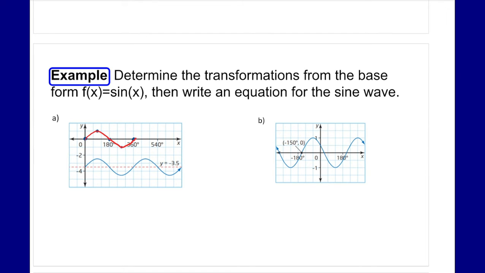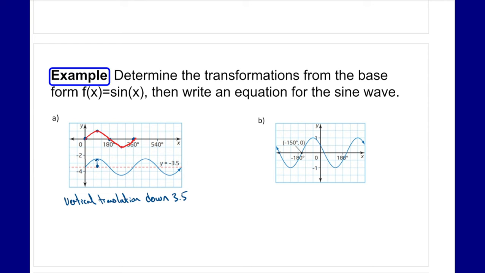How has our graph changed? Well, we can see that it's clearly shifted down. We've shifted down to negative 3.5. So you can say vertical translation down 3.5. Has our amplitude changed? Well, if we look at our amplitude, no, it looks like it's still 1 because we go from negative 3.5 to negative 2.5. So that's an amplitude of 1.